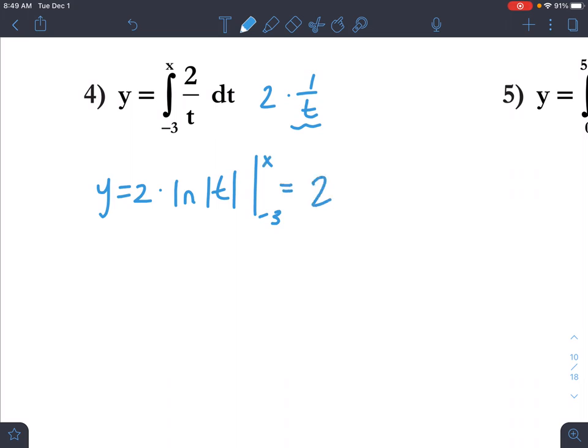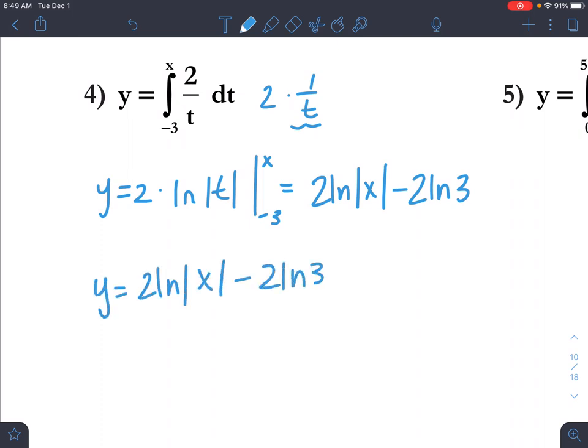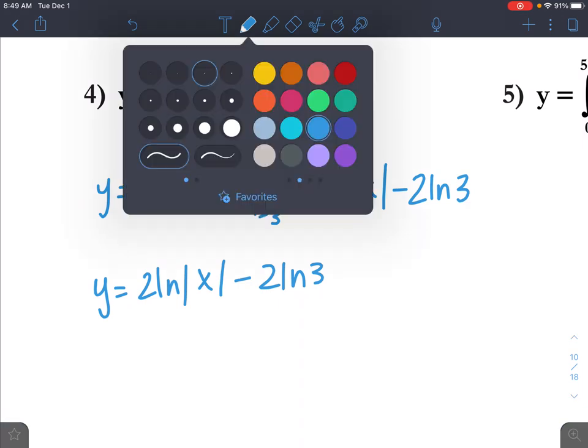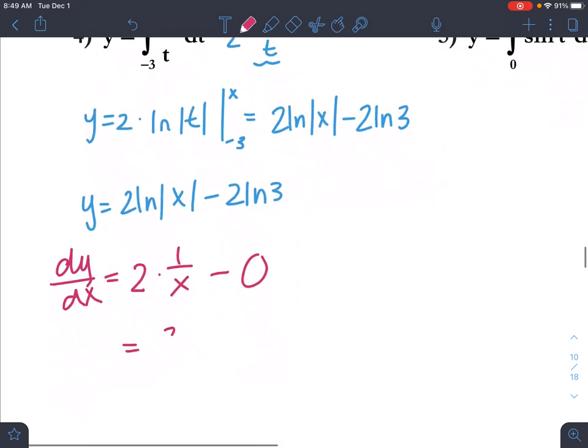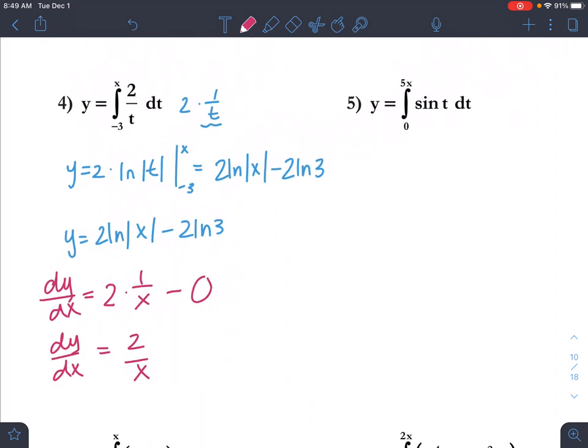We would get 2 natural log absolute value of x minus 2 natural log of 3, since the absolute value of negative 3 is 3. So that's what y would be equal to. 2 ln 3 is just a constant. So when we take that derivative, we would get 2 times 1 over x minus 0, aka 2 over x. Again, connection to here, connection to here.